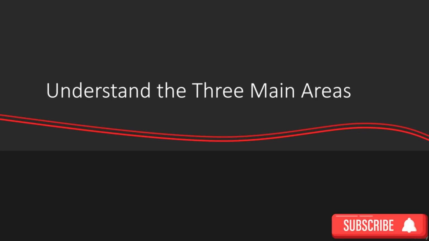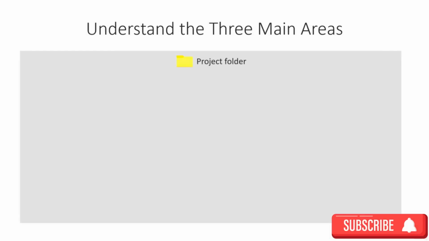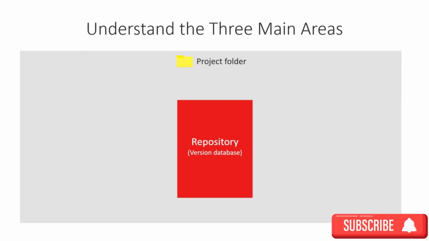In this clip, let's ensure that you understand the three main areas that you use when working with Git. In the previous clip, you created a project folder for your project. In this folder, you initialized a new Git repository, which is the version database for your source code. You learned that the Git repository is in a hidden Git folder.